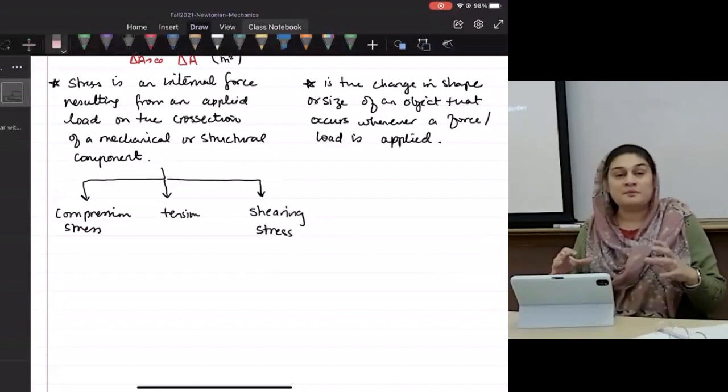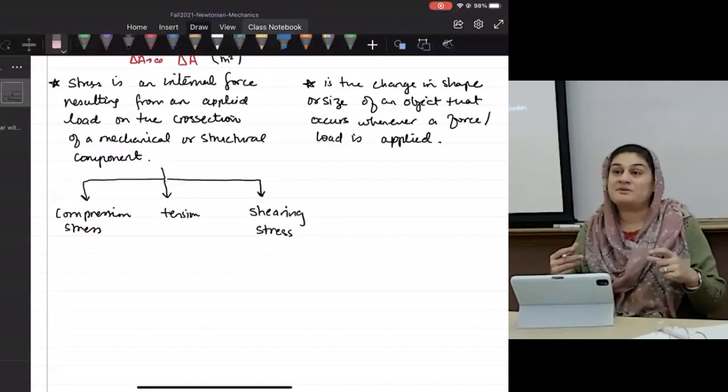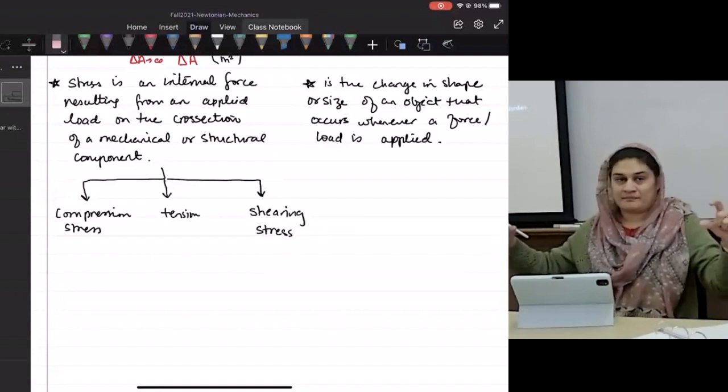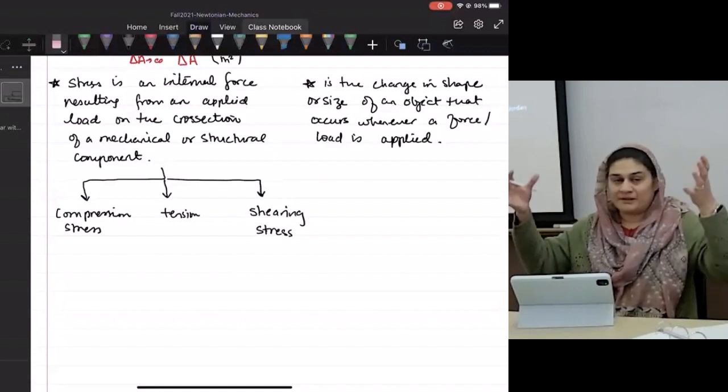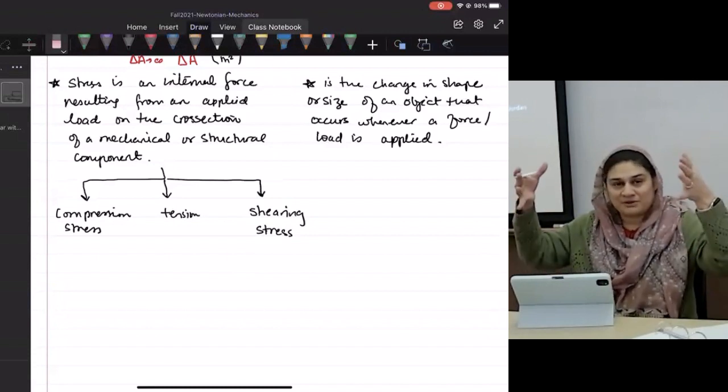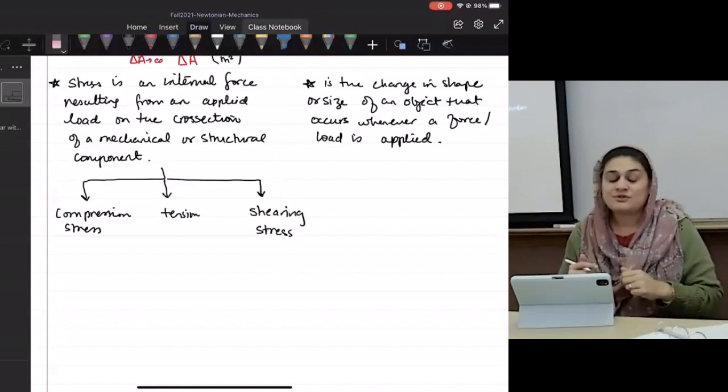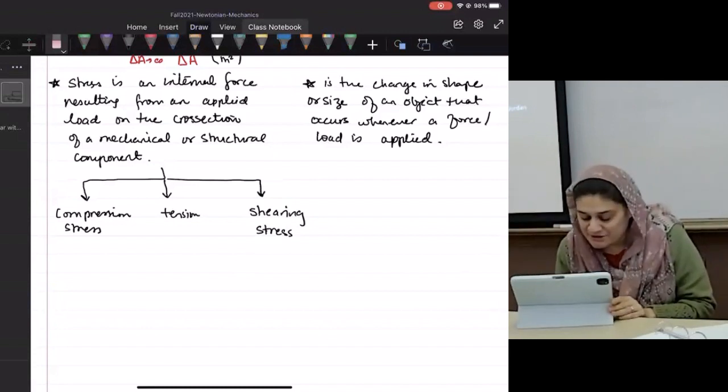And usually when we talk about these things, we talk about them in terms of beams. Okay? Think of bridges, beams. Anytime you have a load on them, you want to make sure that they don't break. So the first one is the compression stress.